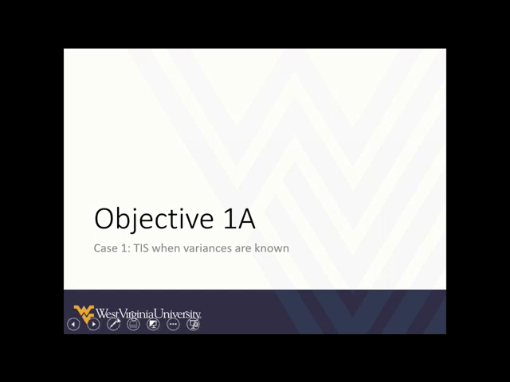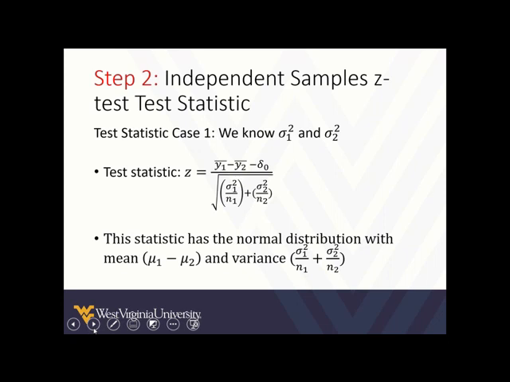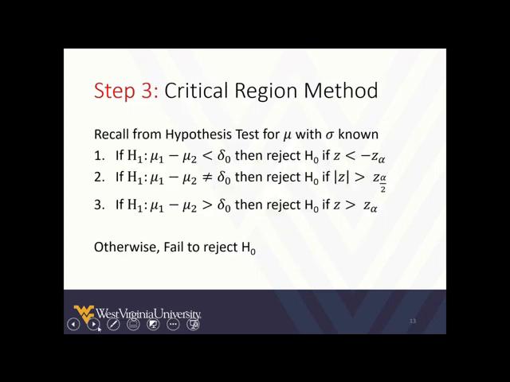So case 1 is when we have the known population variances. For this case, our test statistic will be z equal to our sample mean 1 minus sample mean 2 minus that hypothesized difference, all over the square root of sigma 1 squared over n1 plus sigma 2 squared over n2. And we know that this statistic has the normal distribution with mean mu1 minus mu2 and variance sigma 1 squared over n1 plus sigma 2 squared over n2, meaning we will compare this to the normal distribution.